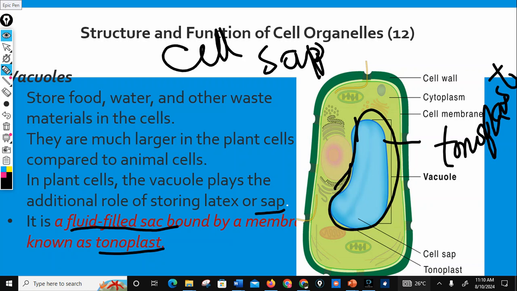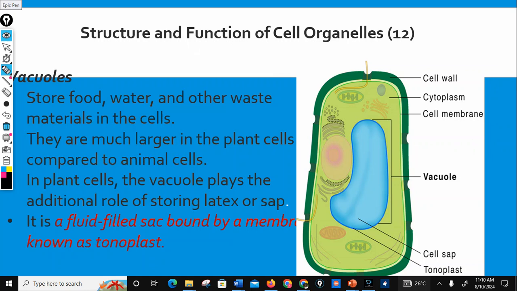Cell sap is basically composed of carbohydrates and proteins and saline water, saline fluid. So those are the compositions of the cell vacuole.